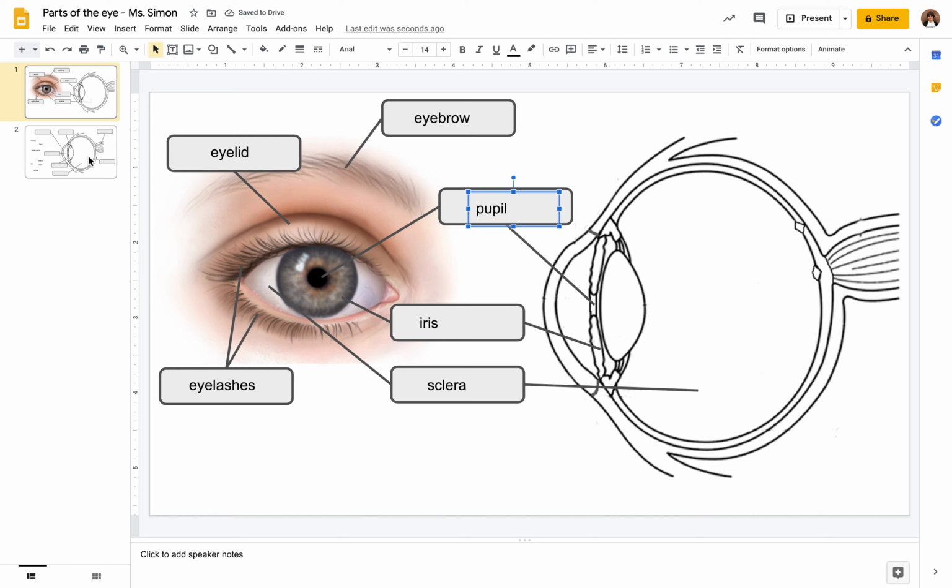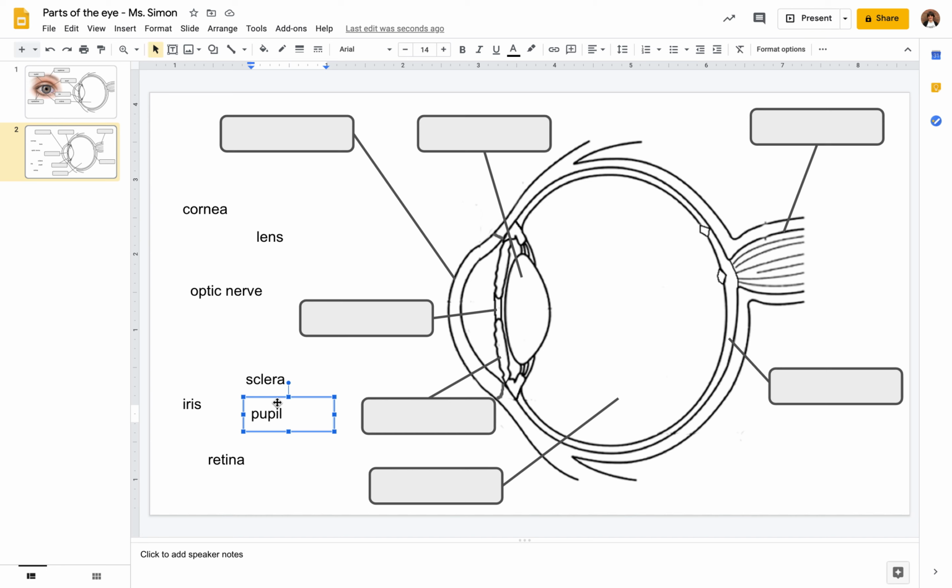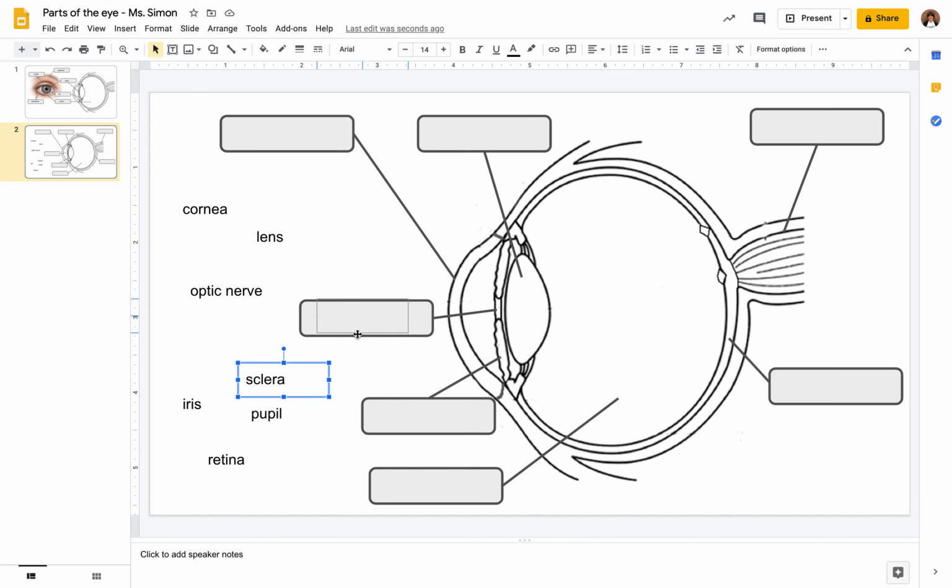So now if we go to the next page, we're going to repeat some of those same labels, and we're going to add some more. So we were just saying that this space in the middle of the eye, that is the pupil. And then the colored part that goes around the eye is the iris.